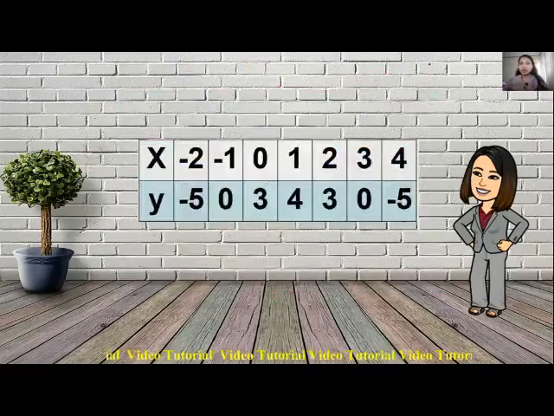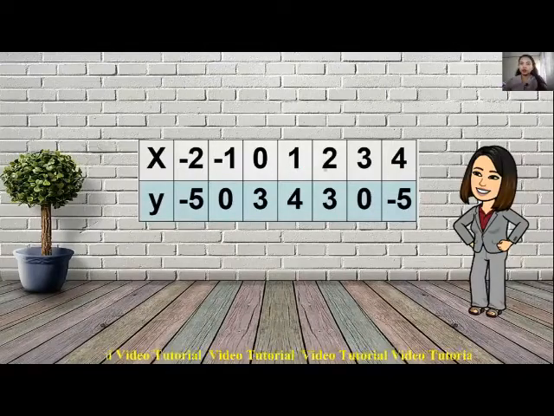Let's proceed with the next example. So we have here the values of X: negative 2, negative 1, 0, 1, 2, 3, and 4. And then the values of Y are negative 5, 0, 3, 4, 3, 0, and negative 5.